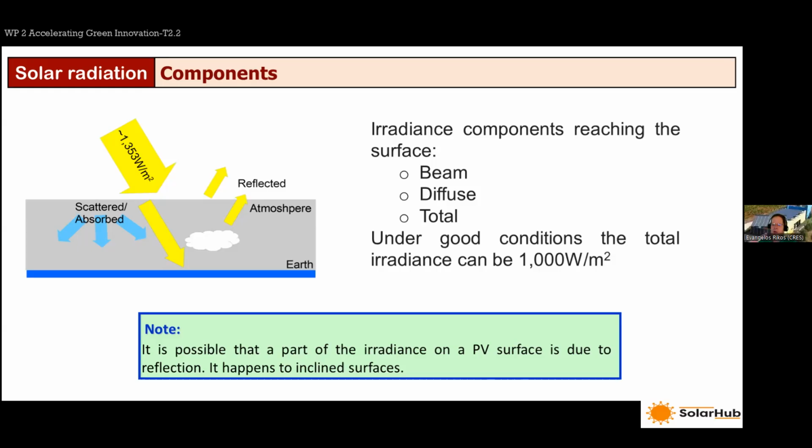It doesn't matter, however, for the panel if the energy comes from beam irradiation or diffuse. It only matters that the carriers, the electrons, receive a specific amount of energy in order to produce a specific amount of electricity. And that's why in the solar simulators, we accept that it comes completely from direct irradiation, beam radiation, and we don't care about diffuse radiation.